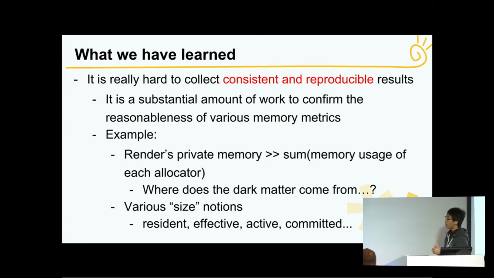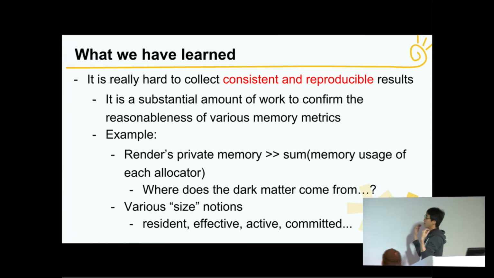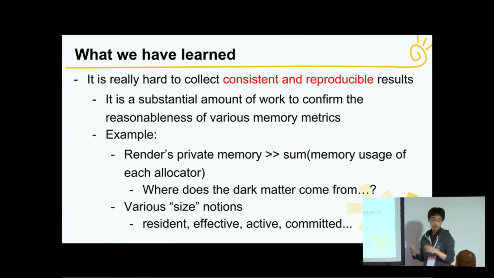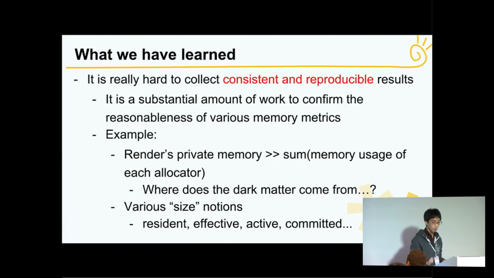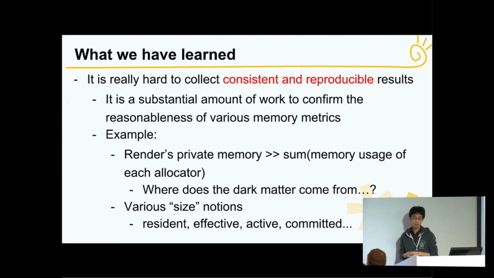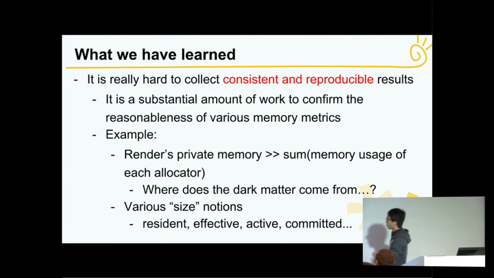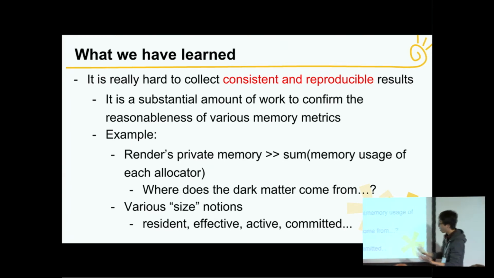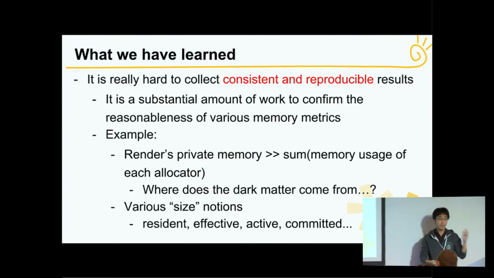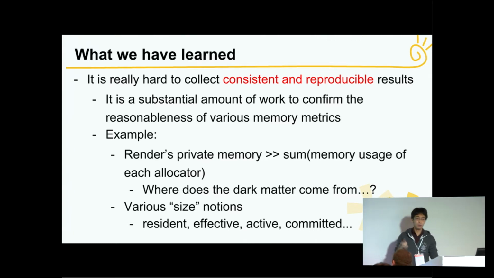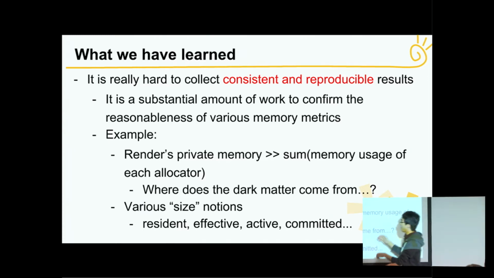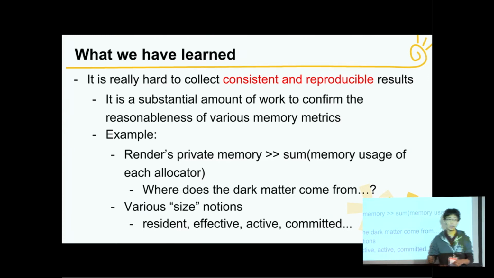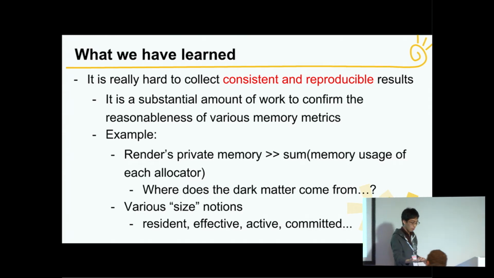And another thing we have learned is it is really, really hard to collect consistent and reproducible results. For example, it is a substantial amount of work to confirm the reasonableness of various memory metrics. Currently we are collecting the memory usage of each allocator: discardable, scarce, CC, partition alloc, Oilpan. However, it never matches the renderer's private memory the OS reports.